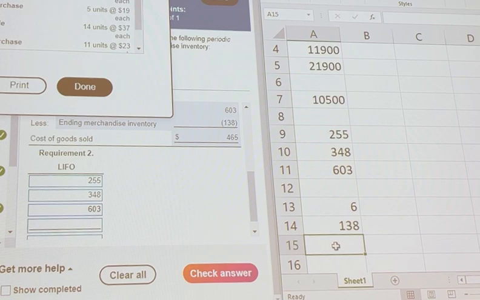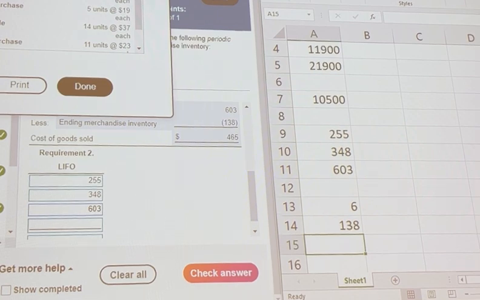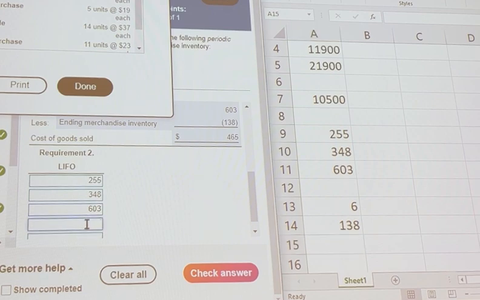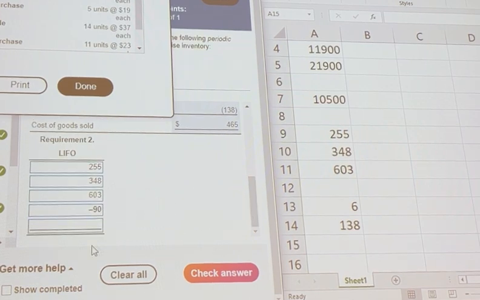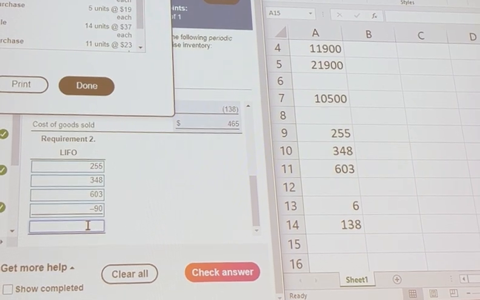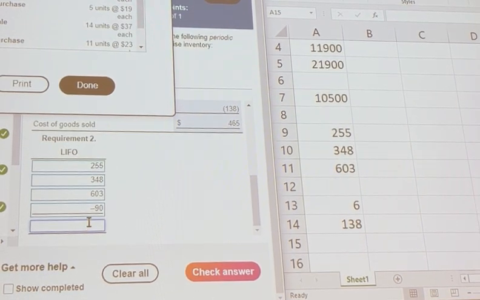So, the old ones we paid $15 each for. So 6 times $15 would be $90. So here we'll put minus 90. And then by subtracting, we end up with $513 as our cost of goods sold.